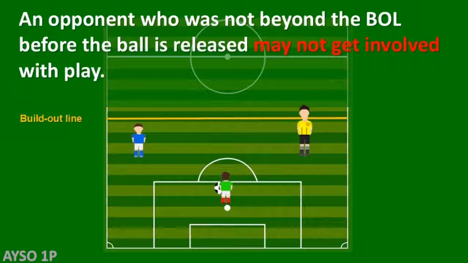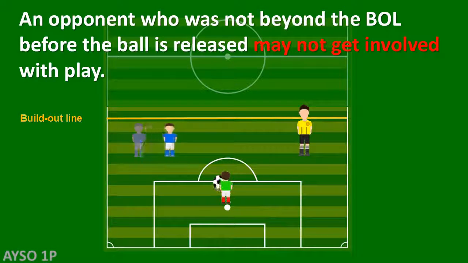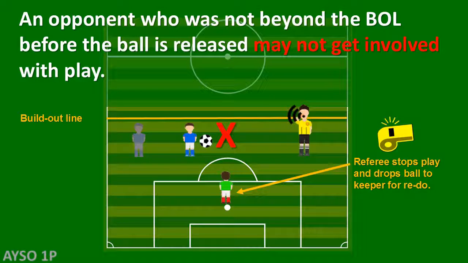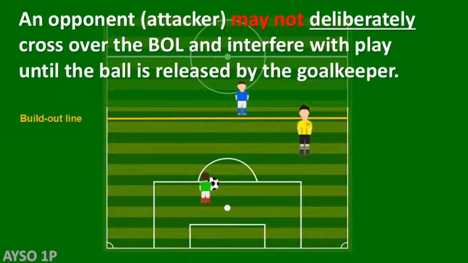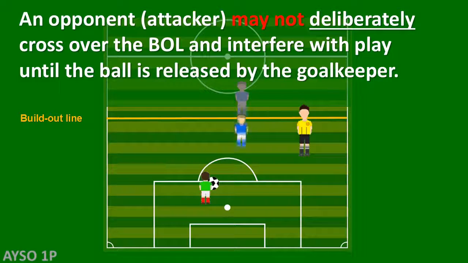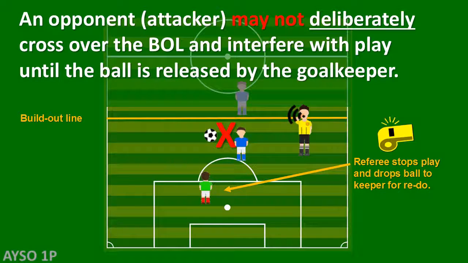If an opponent who was not beyond the build-out line when the goalkeeper released the ball moves to gain possession of the ball or to interfere with play, the referee can stop play and return the ball to the goalkeeper by a dropped ball, after making sure all opponents are beyond the build-out line. The same option is available if an opponent who crossed back over the build-out line before the ball was released by the goalkeeper gets involved in play.